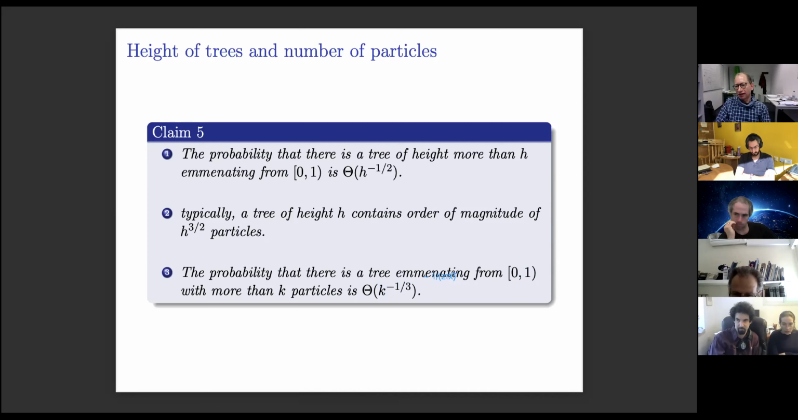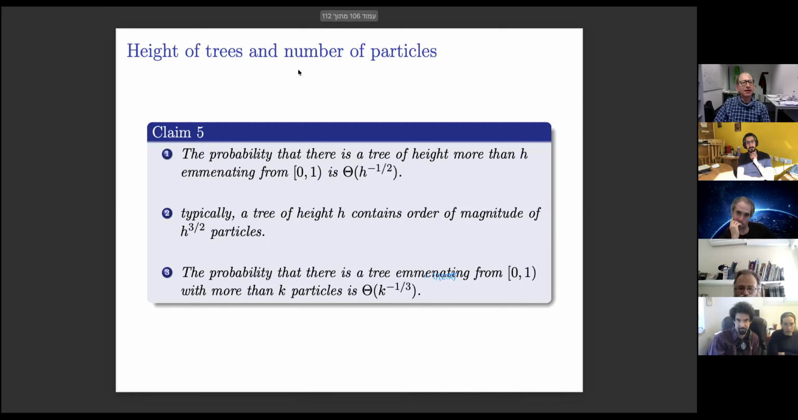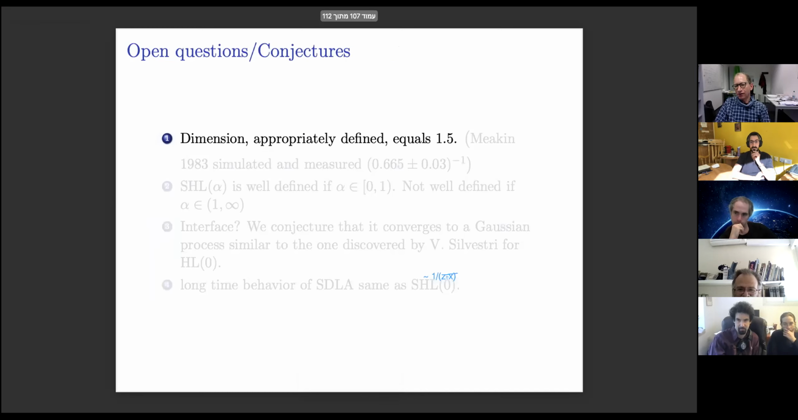So I told you that the sizes of the trees don't have first moments, but here is a more precise statement of what kind of moments they do have and what kind of moments they do not have. And that's everything that I wanted to say. I'm also slightly out of time. I just want to finish with a few open questions and conjectures.